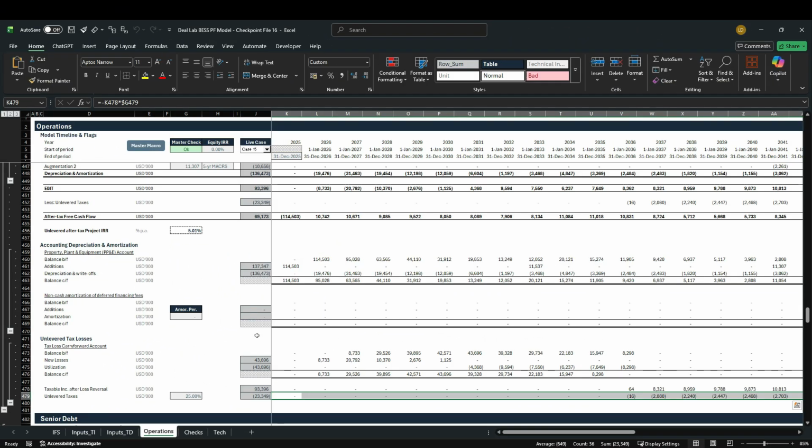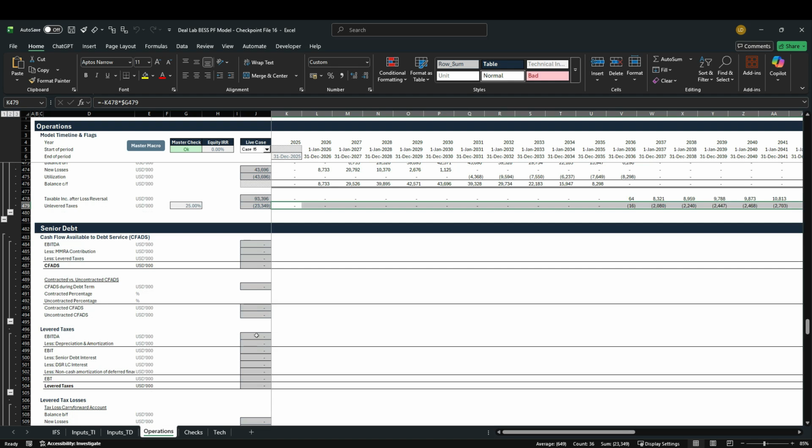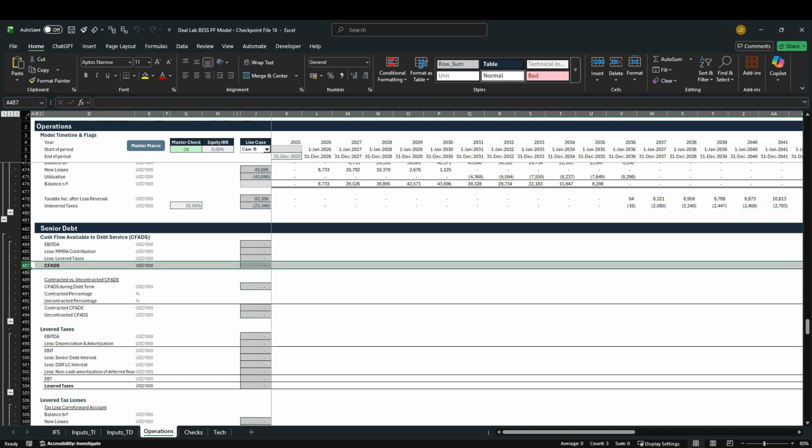Now let's jump back to the model checkpoint file from our previous lesson. Before we can size debt or sculpt repayments, we need to define the exact cash flow the lenders care about, CFADS. By definition, CFADS is the cash flow that is available to pay interest and principal after covering the operating needs of the project. It's the key input for credit metrics like DSCR and LLCR, and it's ultimately what determines how much debt the project can safely support.